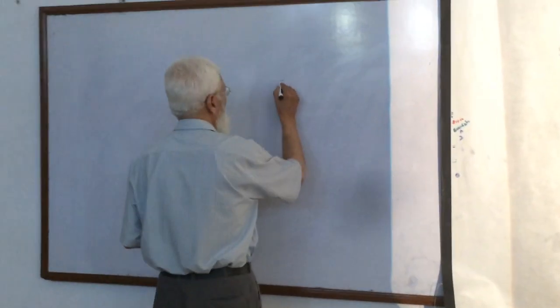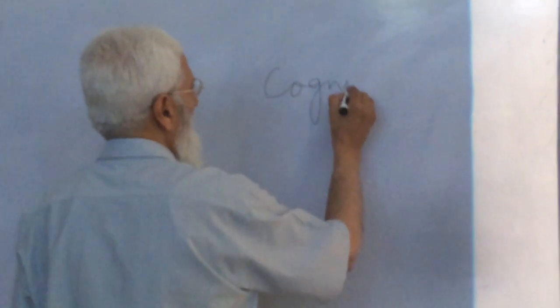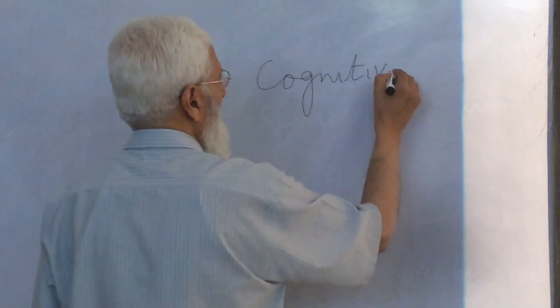So this fine-skilled or complex motor activity is controlled by the basal ganglia with the help of the cerebral cortex and the corticospinal system. The next function is cognitive control of the motor activity.